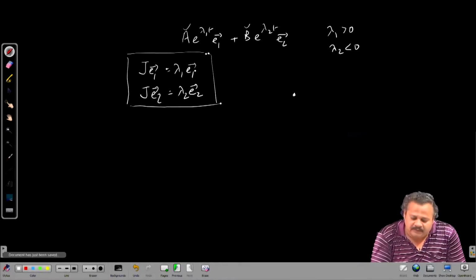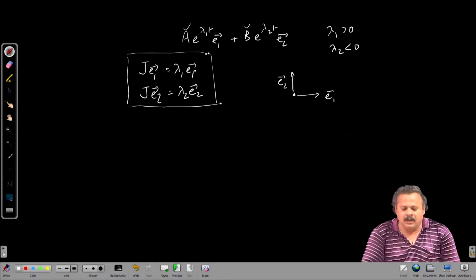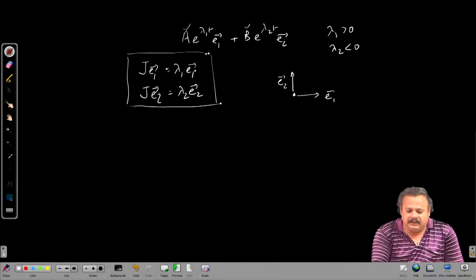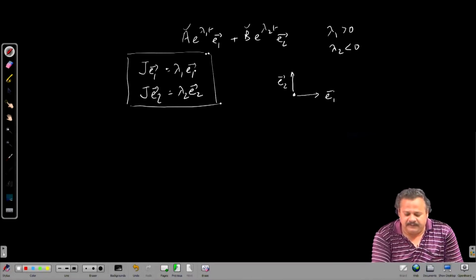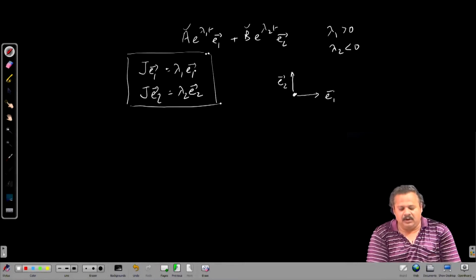So, if near the equilibrium point this is the direction of E1 and this is the direction of E2, then if lambda 1 is greater than 0, then over time if we start the system very near the equilibrium point, it will start to move away along E1, whereas it will start to move towards the equilibrium point along E2.